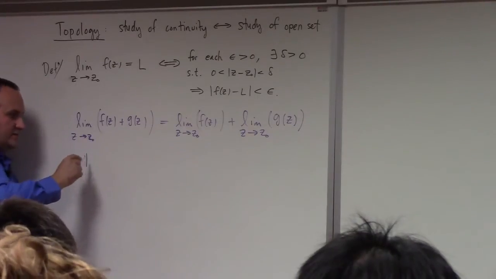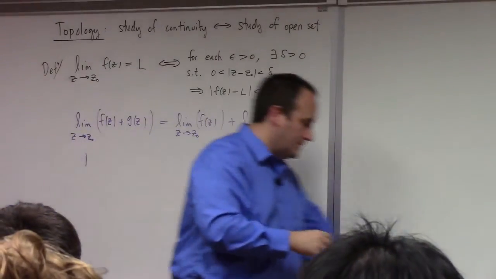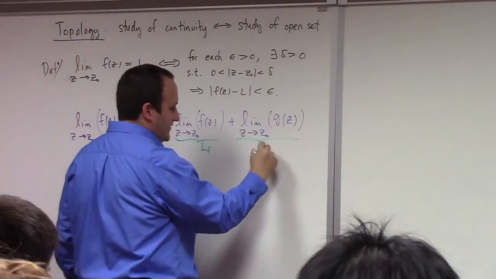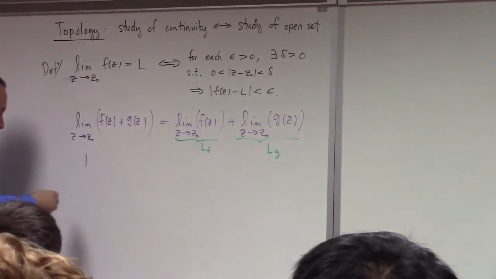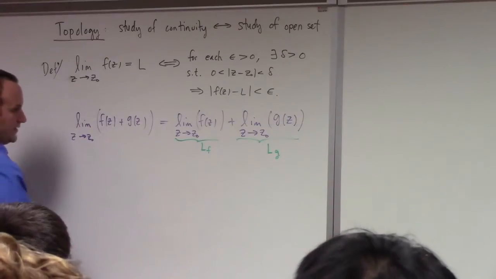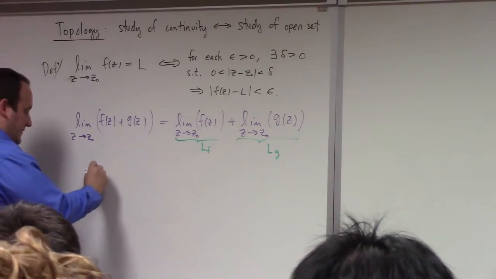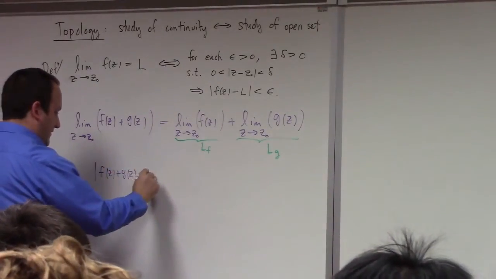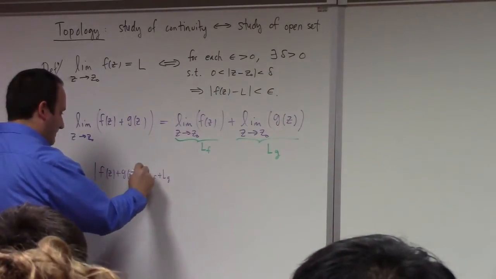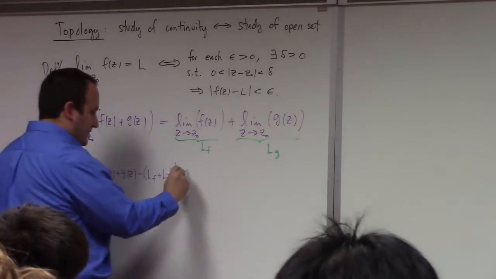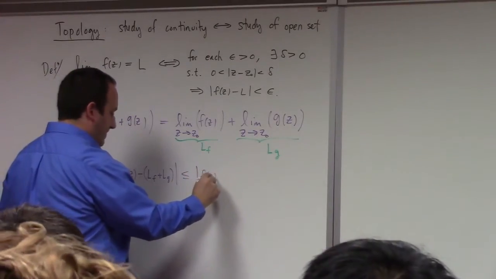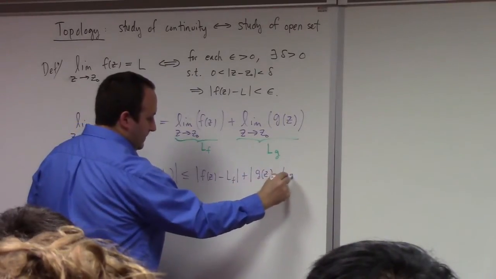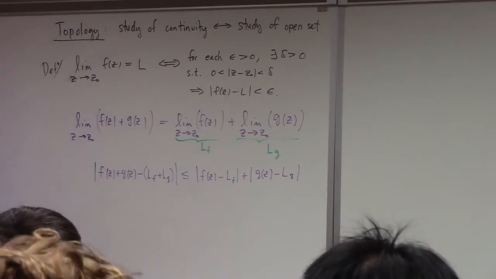Let's say that this thing's value is L sub f. Let's say that the value of this guy is L sub g. Let me show you why this limit law is true. It's essentially following from this simple inequality right here. The modulus of f of z plus g of z minus L sub f plus L sub g is less than or equal to the modulus of f of z minus L sub f plus the modulus of g of z minus L sub g. This is the triangle inequality for the modulus.